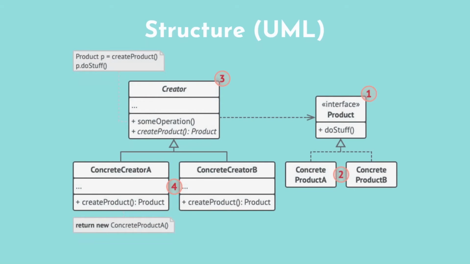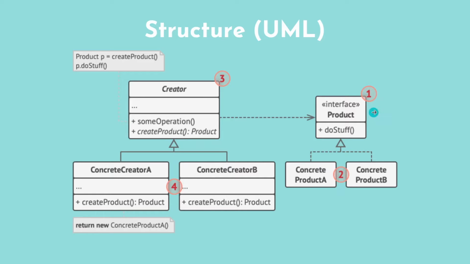Okay, we have the UML diagram. In the UML diagram, first we have a product class interface. We have the creator, and we have the concrete creator A and concrete creator B. We have the concrete product A and the concrete product B. And these two classes, the concrete creators, are subclasses of creator. This is very important.